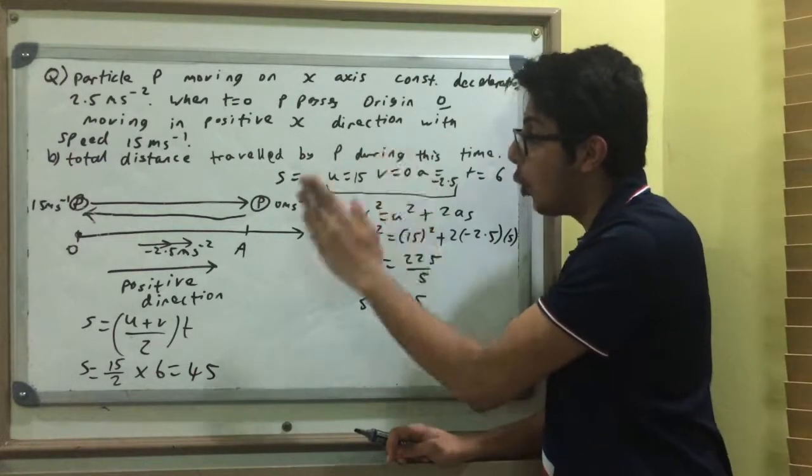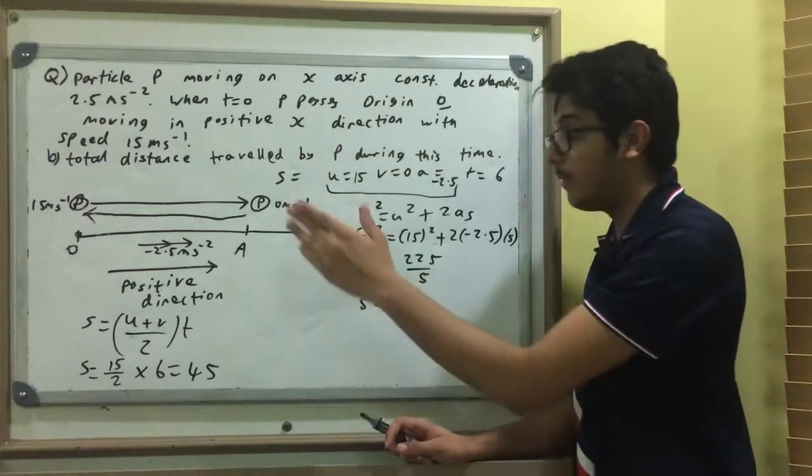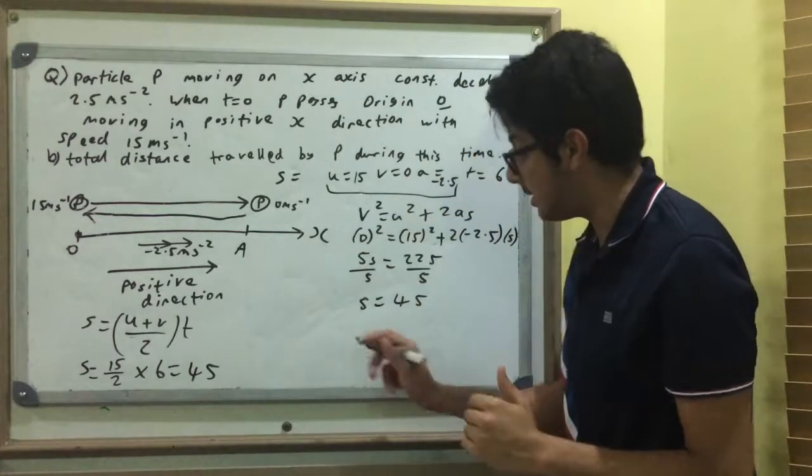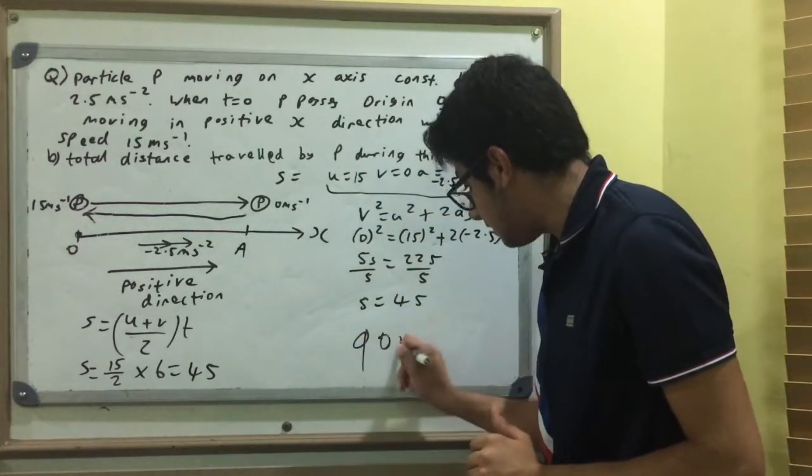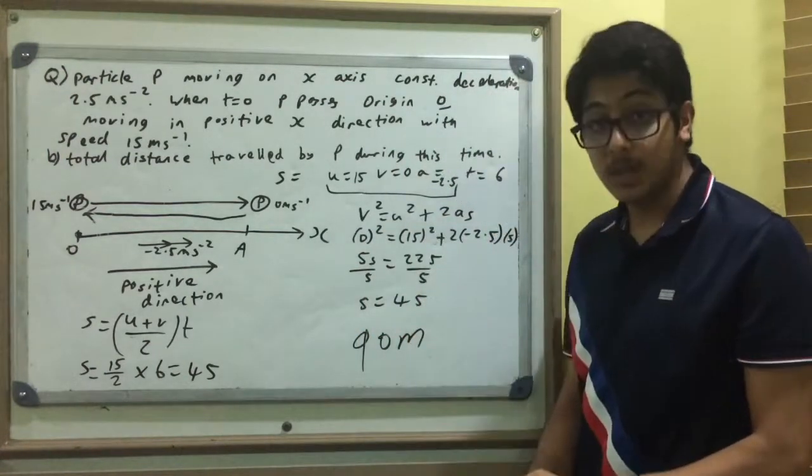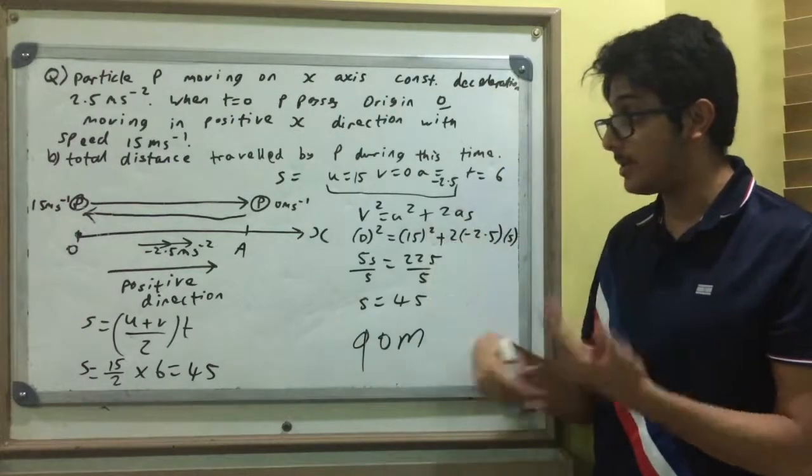But it wants you to find the total distance traveled. So we only found half the distance traveled, so we double it. Our answer is 90 meters. Those are the basics of SUVAT.